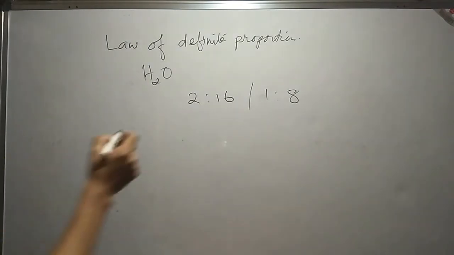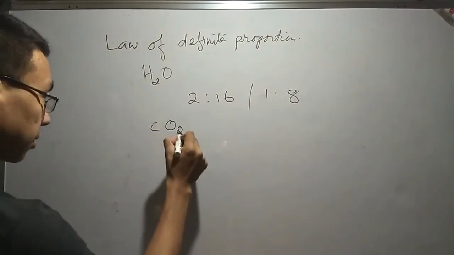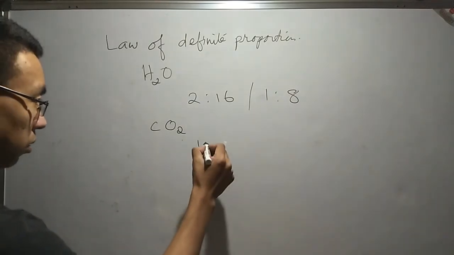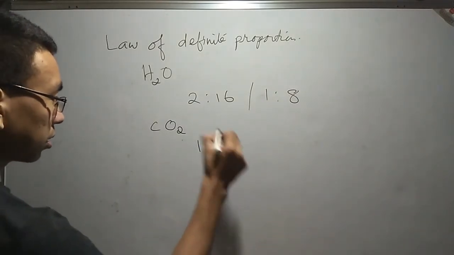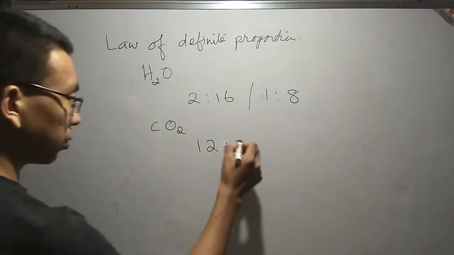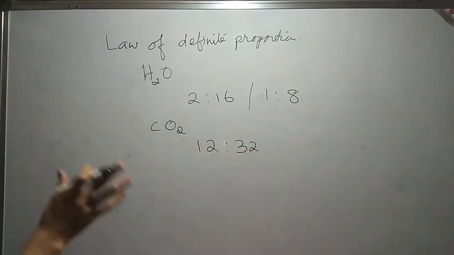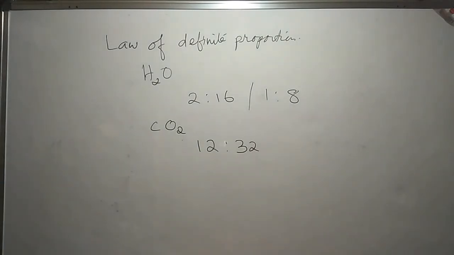Say another example, carbon dioxide. Its composition will always be 12:32. This composition will never change. That is what the law of definite proportion, or law of constant composition, states.